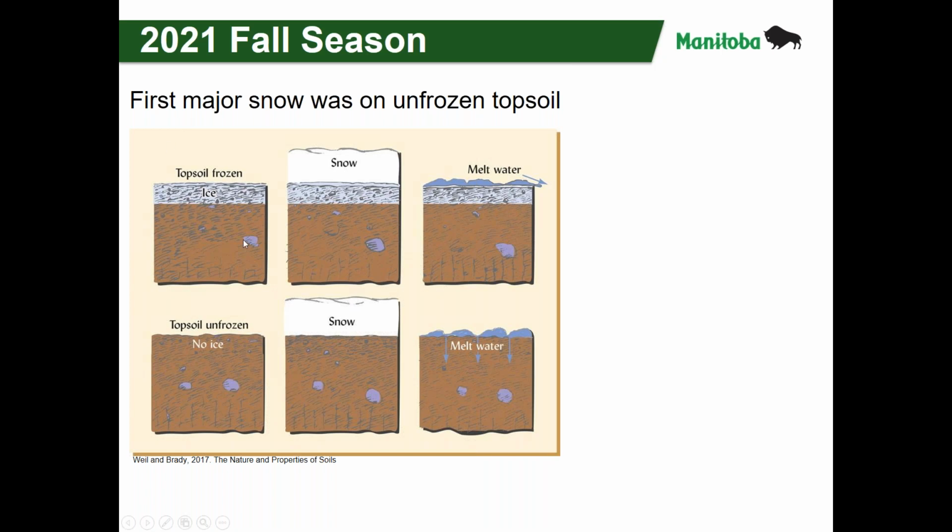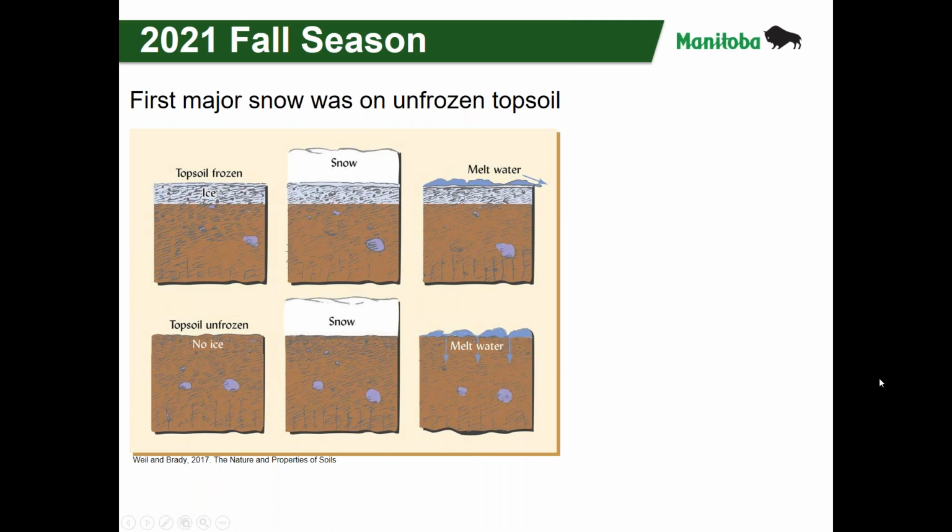The top series of diagrams simply shows a topsoil that is frozen, and then when you receive snow on a frozen topsoil, in the spring, when things melt, most of the water will simply run off because the surface is frozen. However, if the surface is unfrozen and you have snow on an unfrozen topsoil, it does have a greater chance of the water infiltrating into the soil when it melts.